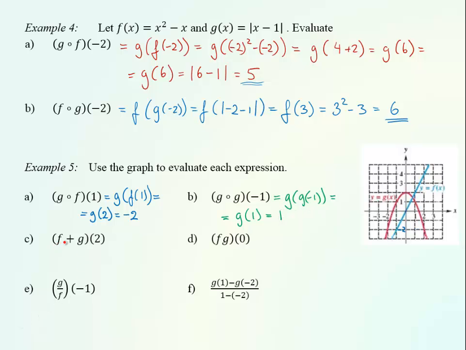Next example, f plus g at 2. So we need to evaluate f at 2 and add to g of 2, which is f of 2, f is the blue one, starting from 2, the value is 4. 4 plus g of 2 is negative 2. So 4 plus negative 2 is 2.